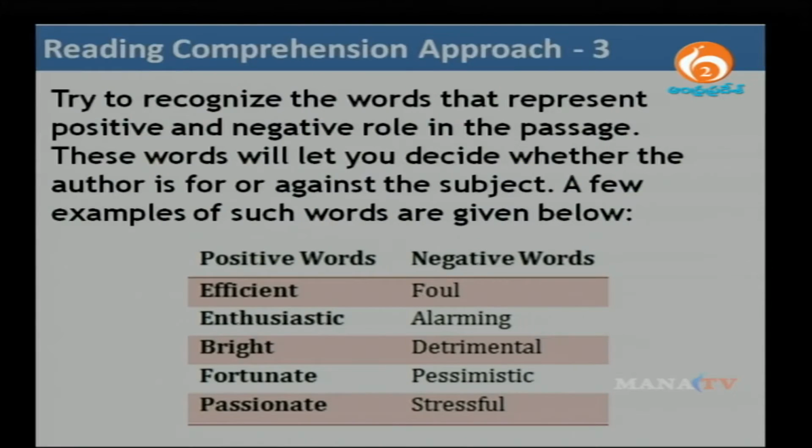Let's look at an example here. Positive words, for example: efficient, enthusiastic, bright, fortunate, passionate. Negative words, for example: foul, alarming, detrimental, pessimistic, stressful. These are all negative words. By looking at these words, you will be able to identify the tone or the approach of the author towards the subject. Is he supporting it or is he opposing it? All right.